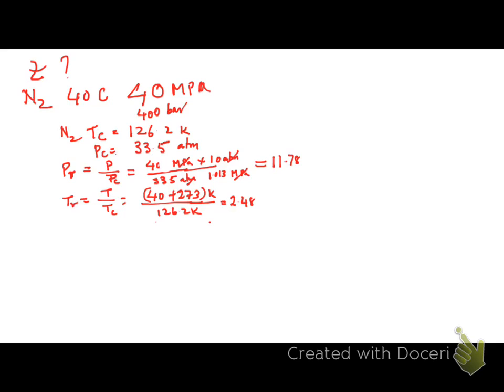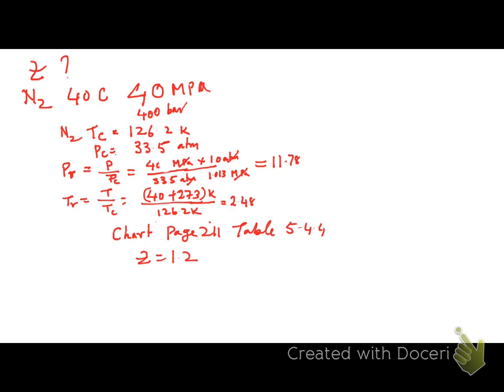So our value from the compressibility chart on page 211, figure 5.44, for reduced pressure of 11.78 and reduced temperature of 2.48 on the solid line, we get about Z equal to 1.2. That's how we get it.